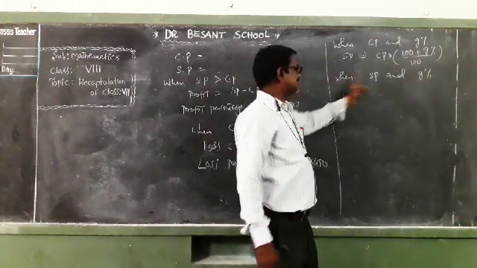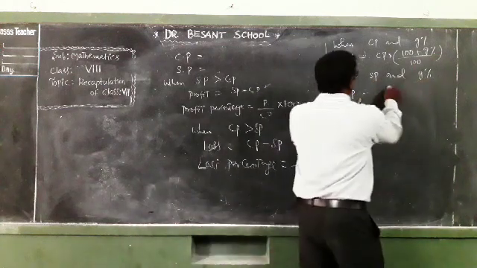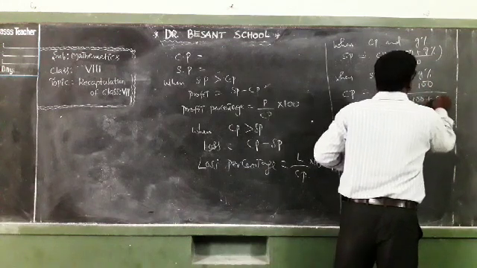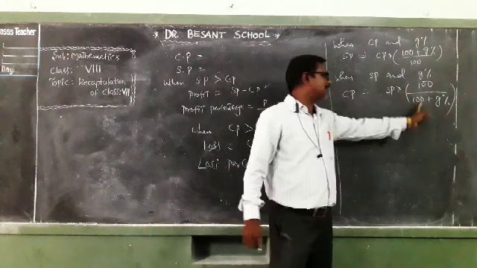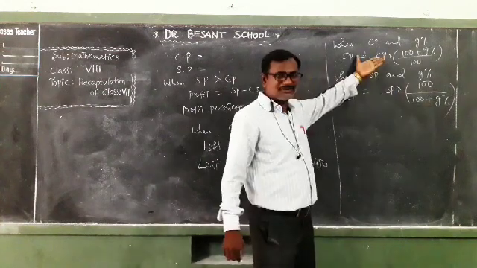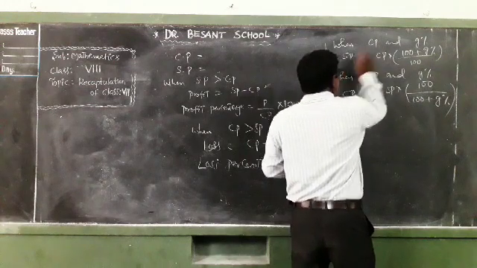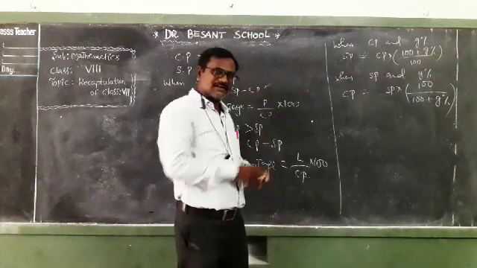Again, if you observe, when SP and gain percentage are given, we can find out CP. CP is equal to SP into 100 by (100 plus gain percentage). From the previous formula only we can write this one also. If you make CP the subject, CP is equal to SP into 100 by (100 plus gain percentage). That only I have written.